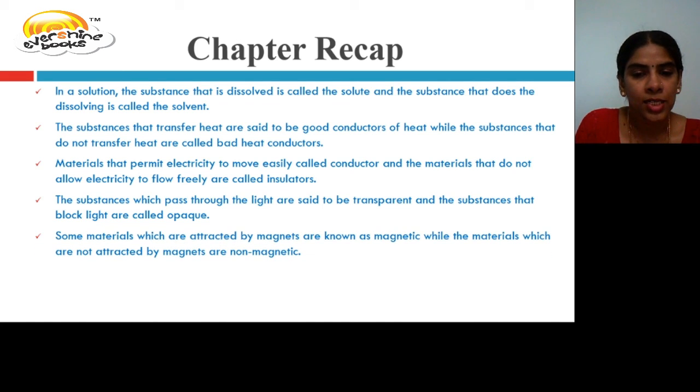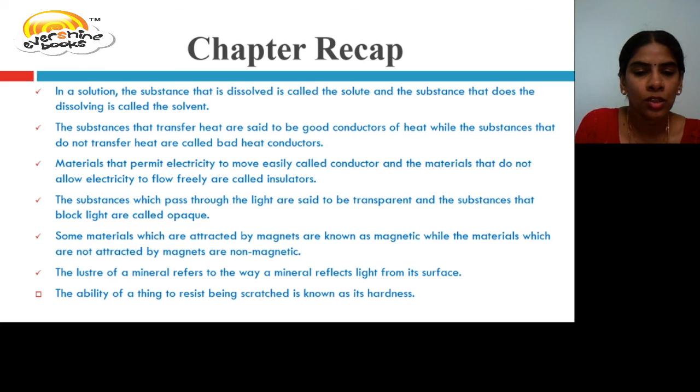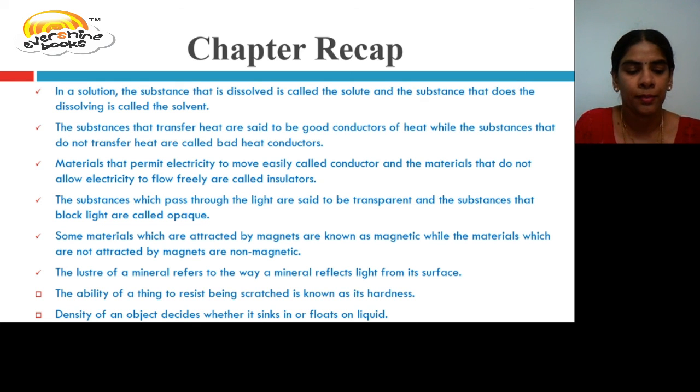Some materials which are attracted by magnets are known as magnetic materials, while the materials which are not attracted by magnets are known as non-magnetic materials. The luster of a mineral, that is the shining property of the mineral, is the way a mineral reflects light from its surface. The ability of a thing to resist being scratched is known as its hardness. Density of an object decides whether it sinks in or floats on a liquid. This ends chapter 5.